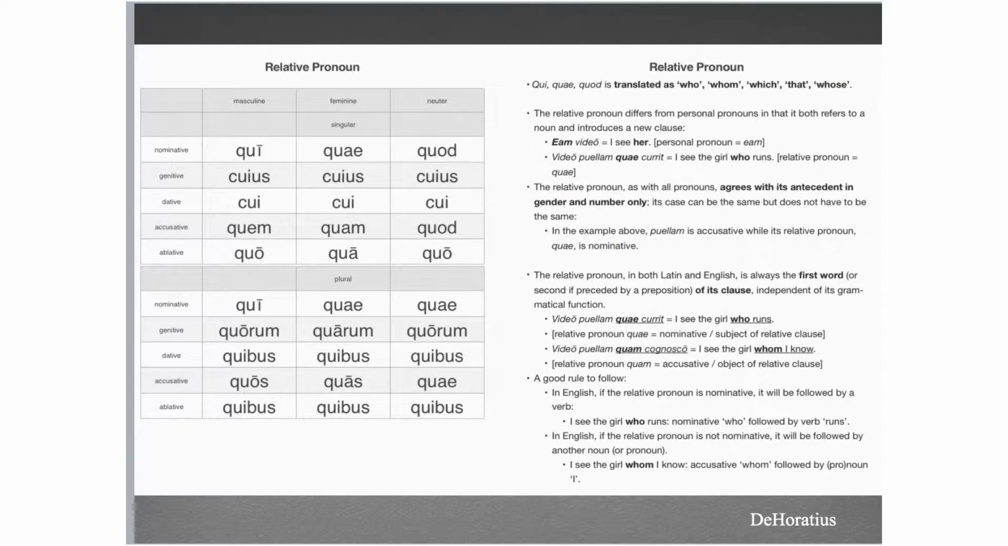Here the Latin forms are laid out a little bigger and a little more clearly. I'm not going to go over them again. I already did. And on the right, you can read various things about them.